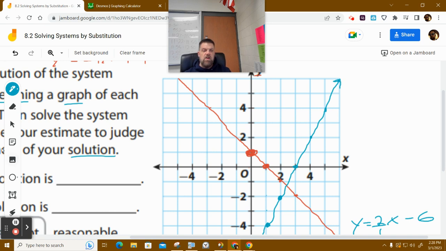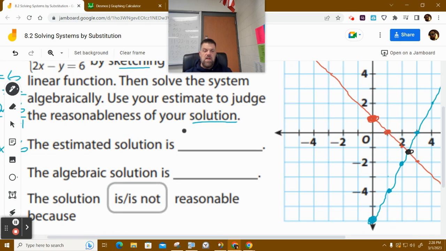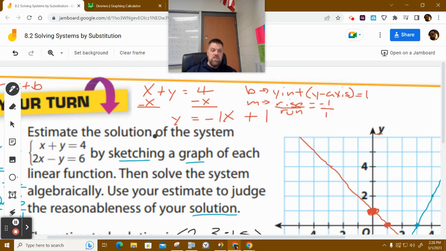Okay? Now, it looks to me that it crosses somewhere around here. So there's a fraction in there, some sort of decimal. If you were to guess what that is, what do you think that would be? I would say maybe 2.3 for my x value and minus 1.5 for my y value. That's an approximation. Let's find out what it actually is, though.